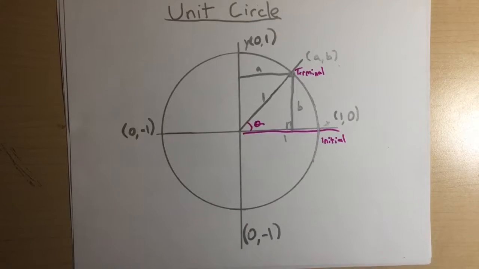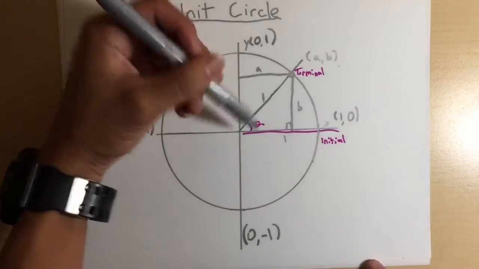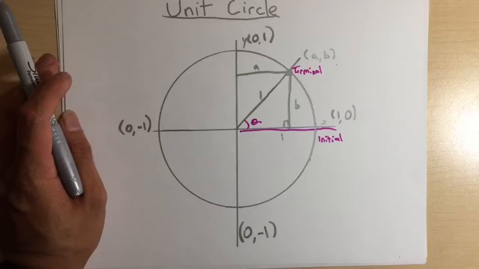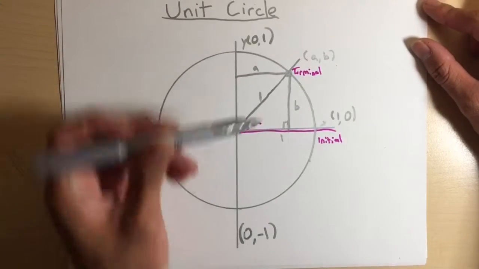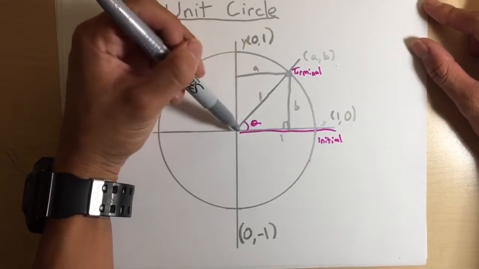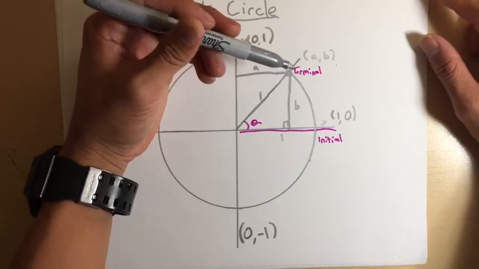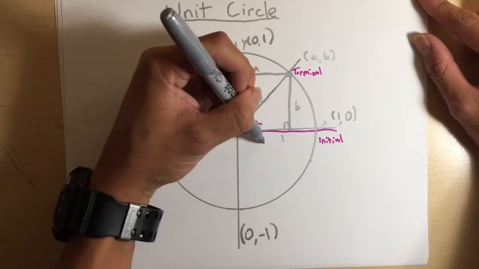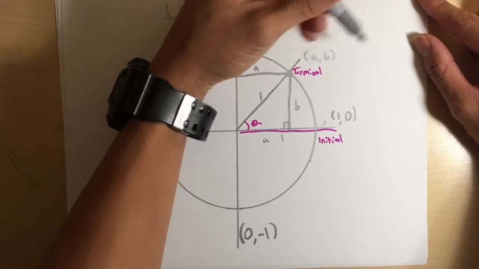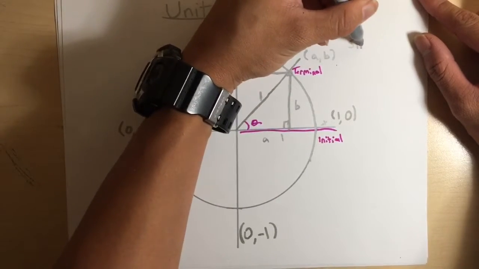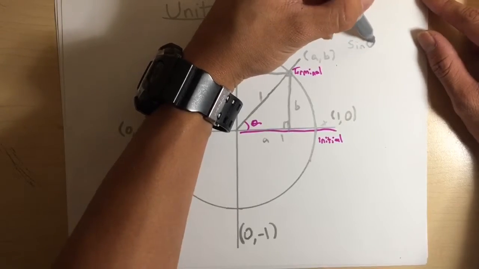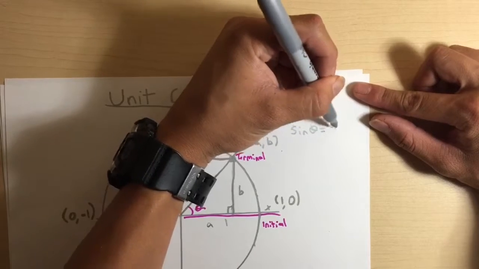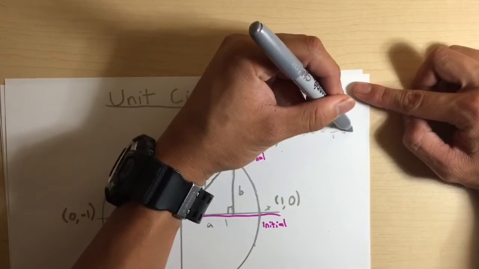Okay, so now that we have defined our coordinates for this certain angle, we could write our trig functions. So this is a right triangle right here, so we could use regular right triangle trigonometry. So sine of theta equals A over 1, which equals A.